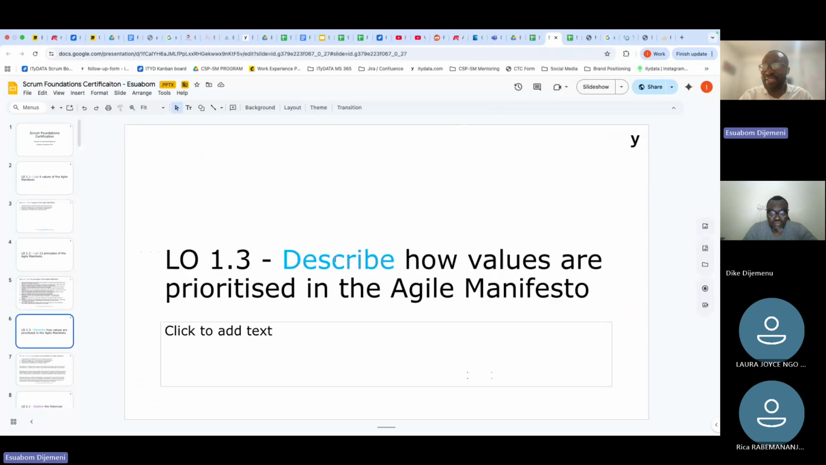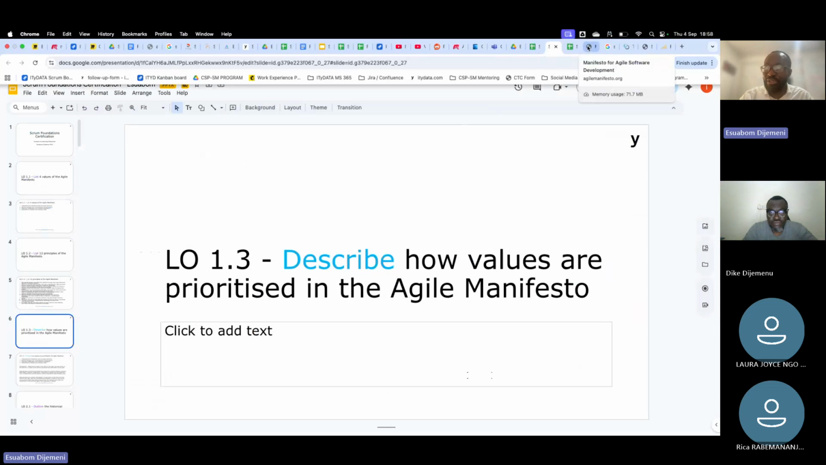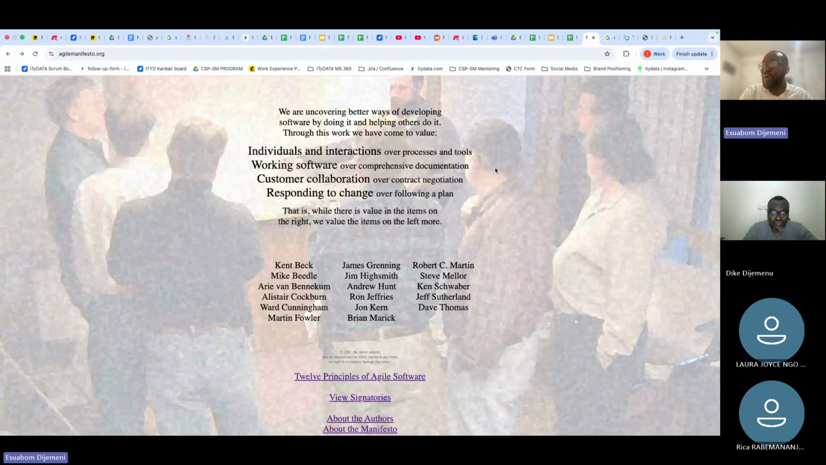So the next learning objective here is: describe how values are prioritized within the Agile Manifesto. We've kind of touched on these, but let me go through them for completeness. The way I see it, there are two levels of prioritization of values. The Agile Manifesto tells us, word for word, that while there is value in the items on the right, we value the items on the left more. So for me, that is one level of prioritization.